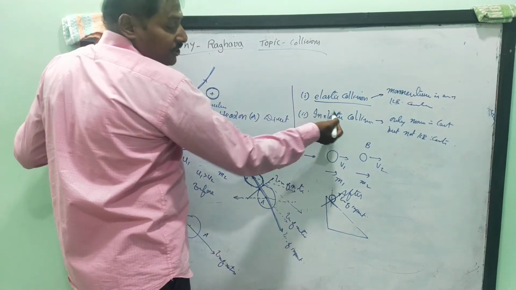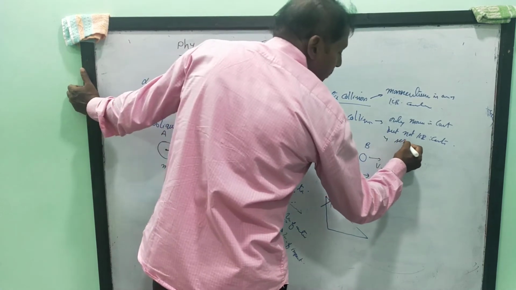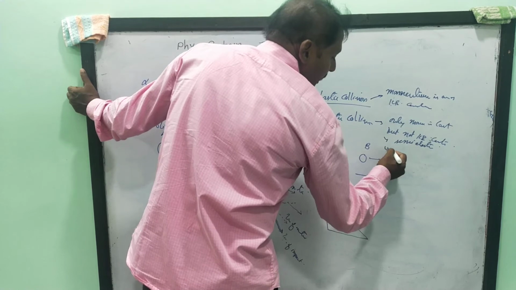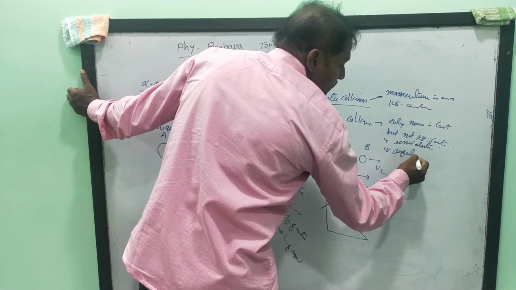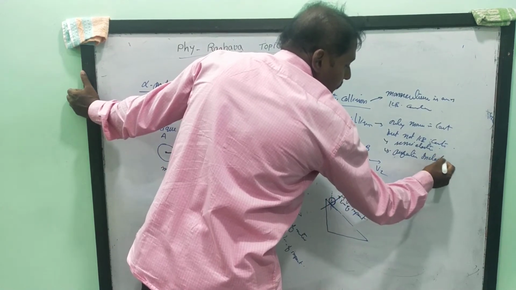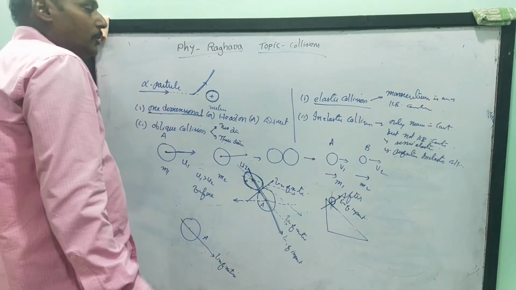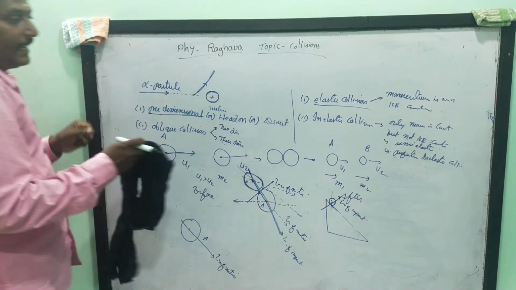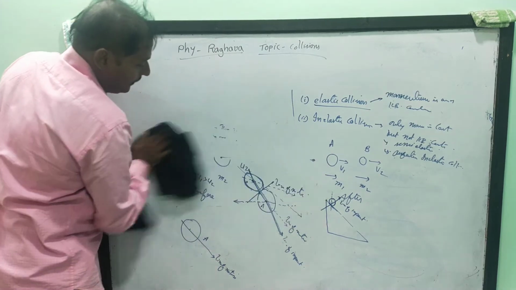In elastic collision, we can classify it into two groups. Number one is semi-elastic collision. Number two is perfectly elastic collision. So today I want to explain perfectly elastic collision in one dimension.